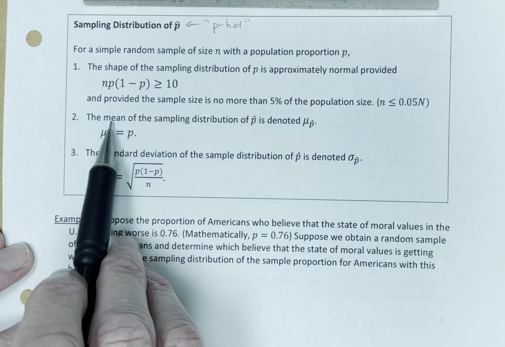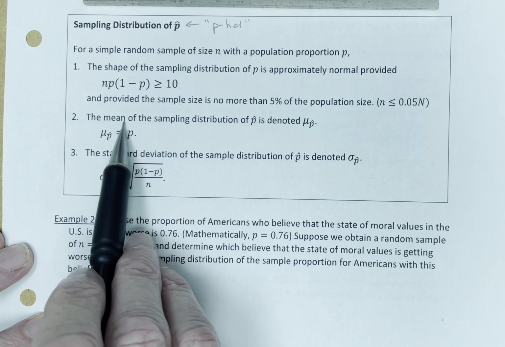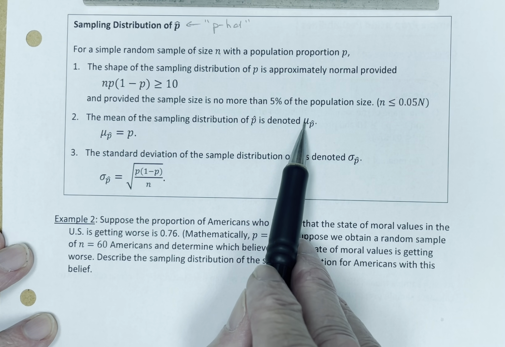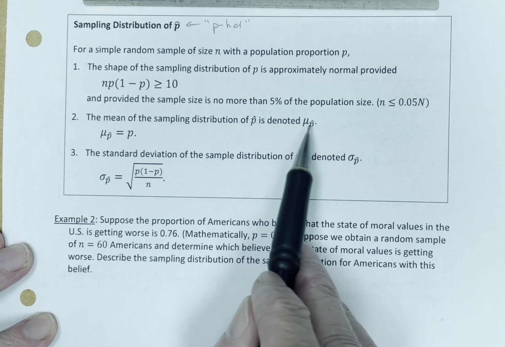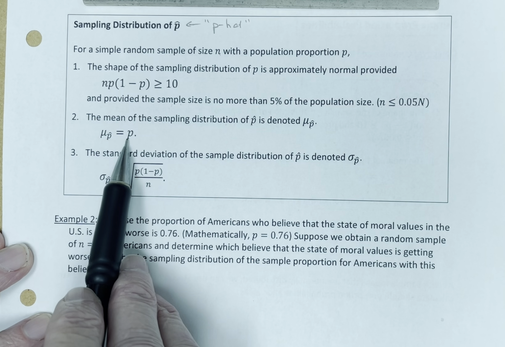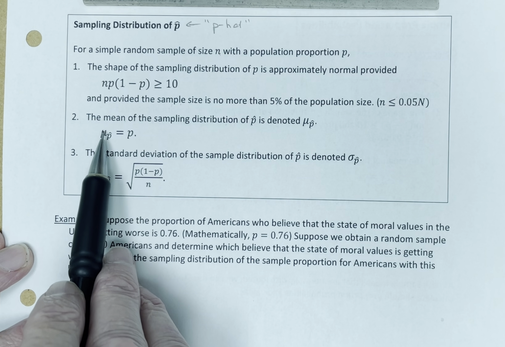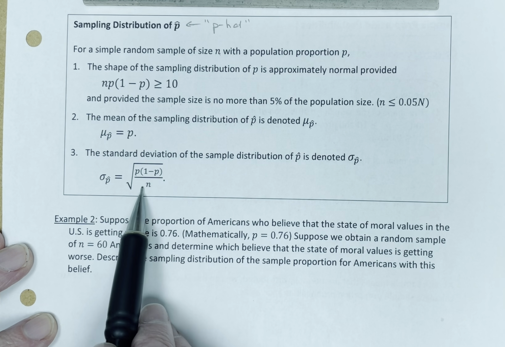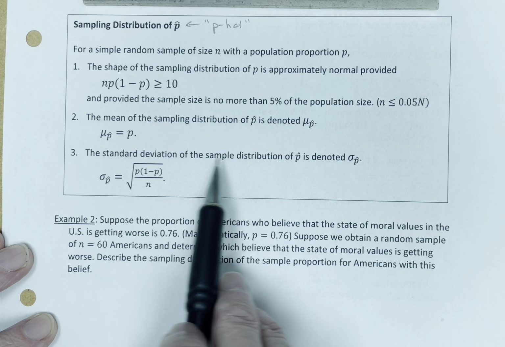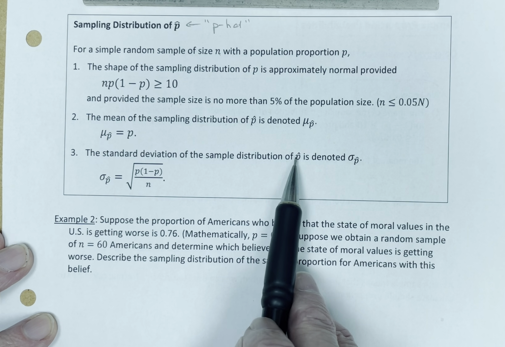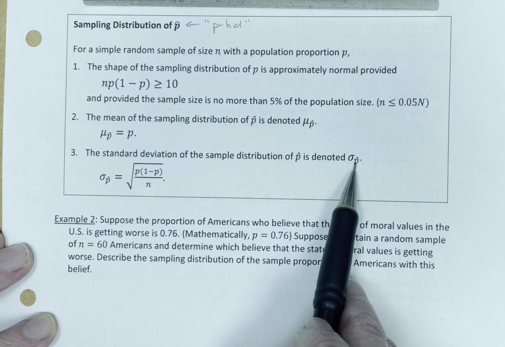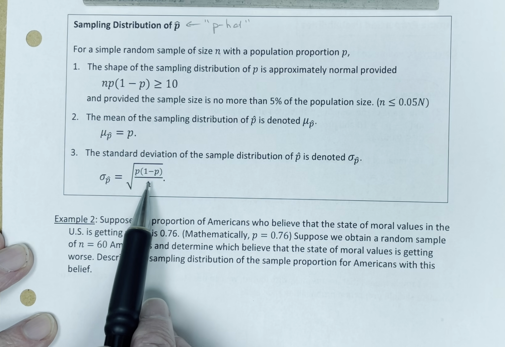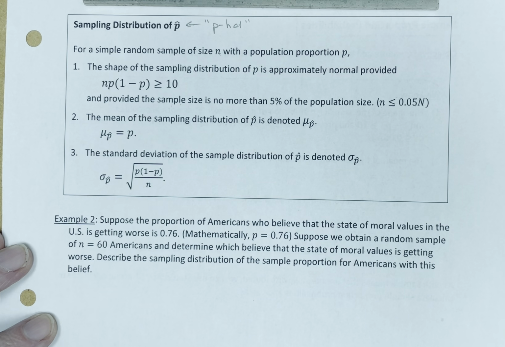Okay, as with sample means, the mean of the sampling distribution of p hat is denoted by mu sub p hat, and mu sub p hat is equal to p. The standard deviation requires this formula. The standard deviation of the sampling distribution of p hat is denoted sigma sub p hat, and that's equal to the square root of p times 1 minus p over n, the sample size.